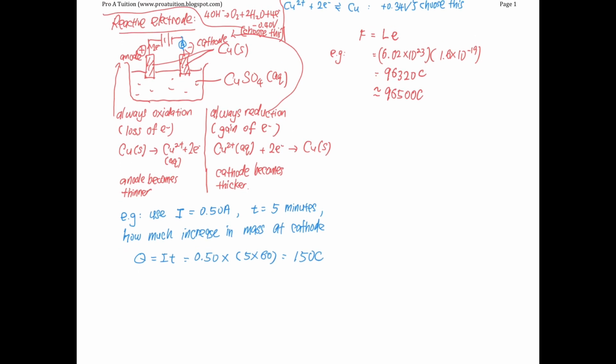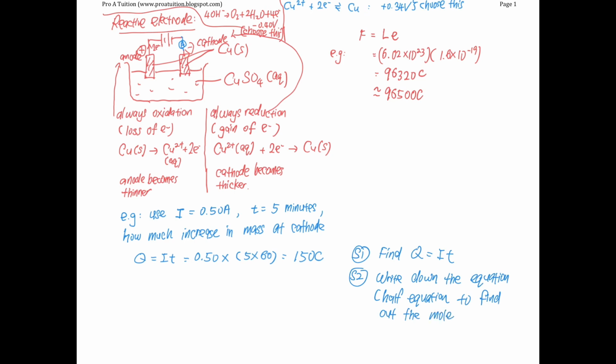Okay, so this is the first thing. I write down the step. Step 1, find Q equal to IT. Step 2, write down the half equation to find out the mole ratio of electron and product.